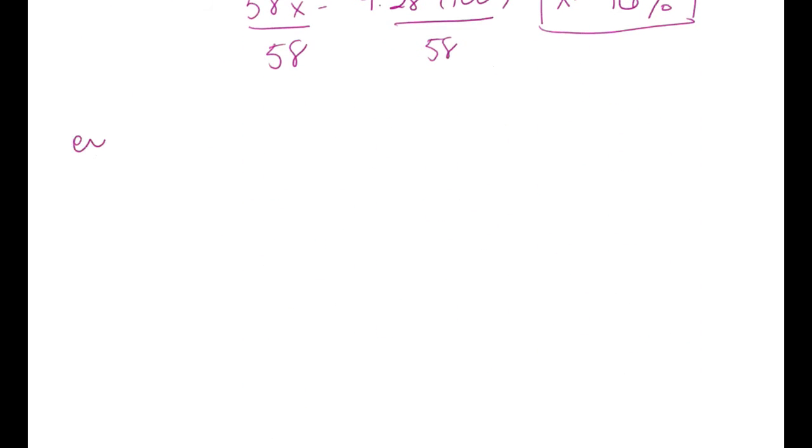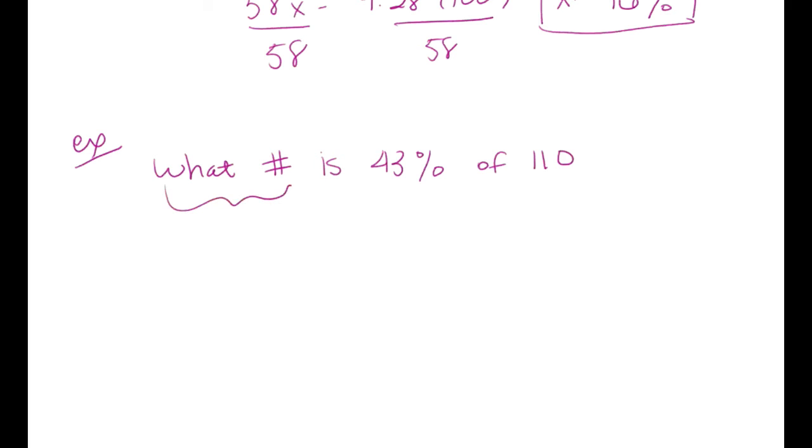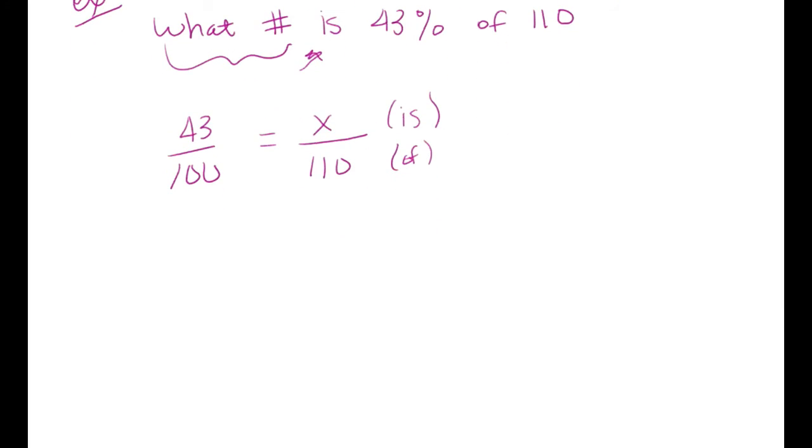All right, moving on. What number is 43% of 110? All right, what number is? So the is what we're looking for. They give us the percent, it's 43, always over 100, of 110. Is what we don't know, and of is 110.